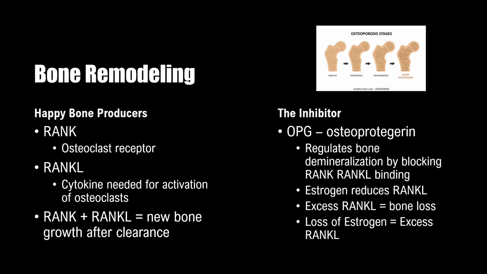We're going to look at this process one more time because I know students often struggle with this concept of chemical signaling, especially in bone remodeling. So we have our happy little bone producers, RANK, RANKL, and osteoclasts. RANK binds to RANKL on the osteoclast surface to promote new bone growth. Okay, first we have to remove the old bone via osteoclasts, so then osteoblasts can rebuild healthy bone.